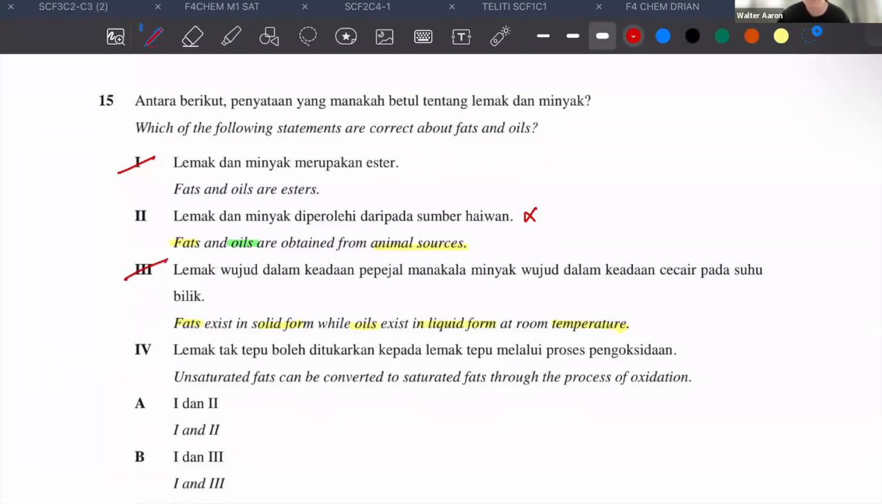Unsaturated fats can be converted to saturated fats through the process of oxidation. This is wrong. The process that converts unsaturated fats to saturated fats is called hydrogenation instead. It is the same as how alkenes can undergo a hydrogenation process using nickel at 180 degrees Celsius, adding hydrogen into the unsaturated structure to form saturated ones. So 4 is also wrong. The best answer here will be 1 and 3, which is B.